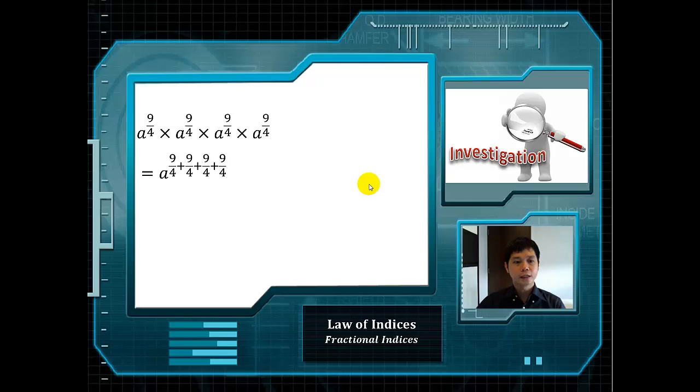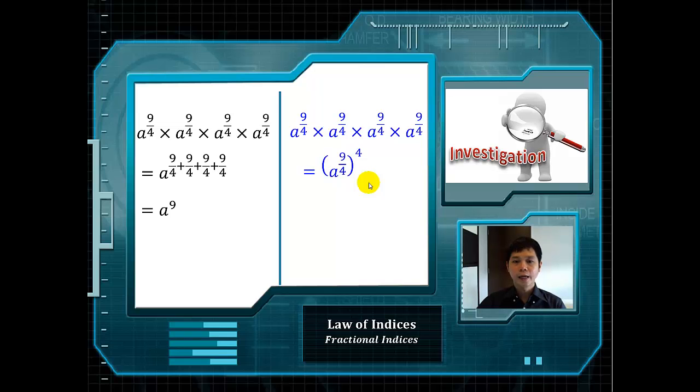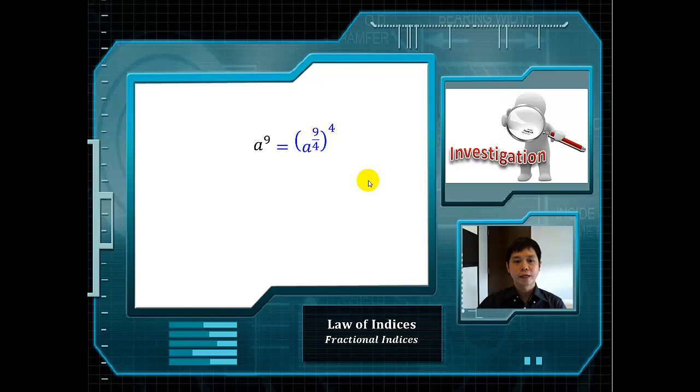Employing the law of indices, we will get a to the power of 9. Now, since we multiply a to the power of 9 over 4 four times, we can write it as a to the power of 9 over 4 to the power of 4. At this time, you have already figured out, yes, the left hand side will be equal to the right hand side. And we can root 4 on both sides, which will result in the fourth root of a to the power of 9 equal to a to the power of 9 over 4.